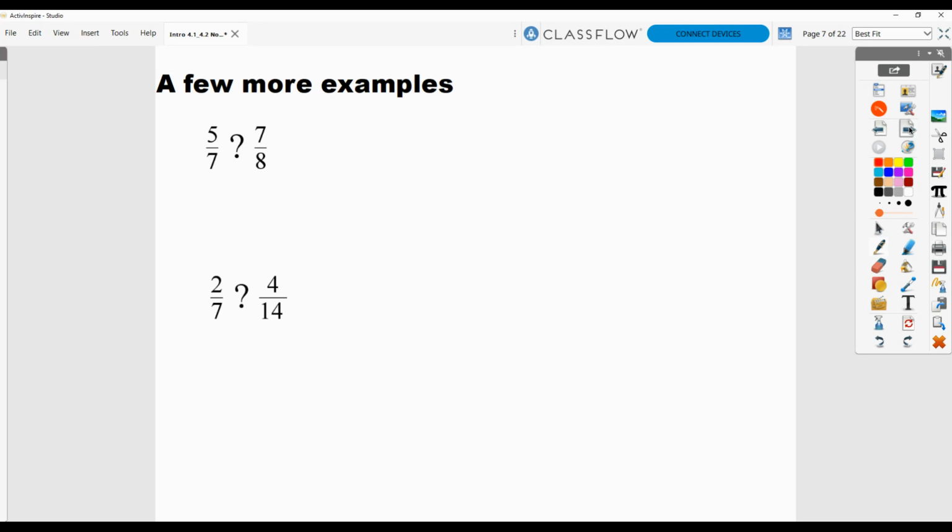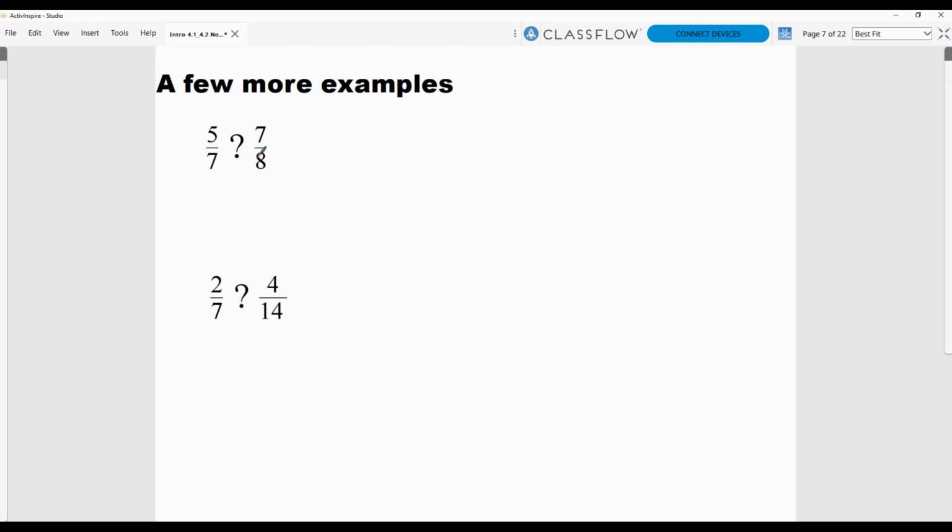So if we take a look at this one, we want to decide what symbol would go here if we're comparing 5/7 to 7/8. So we're going to line up our fractions vertically, just like we've been doing. Multiply by each other's denominators. So this one is going to get multiplied by 7. Write our brand new fractions and see what we come up with. We would get 40 over top of 56 for this one. And this one down here, we're going to get 49 over top of 56.